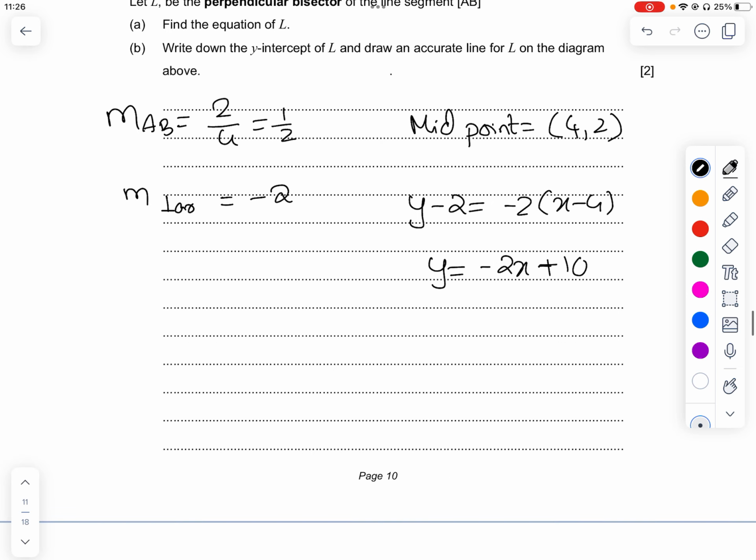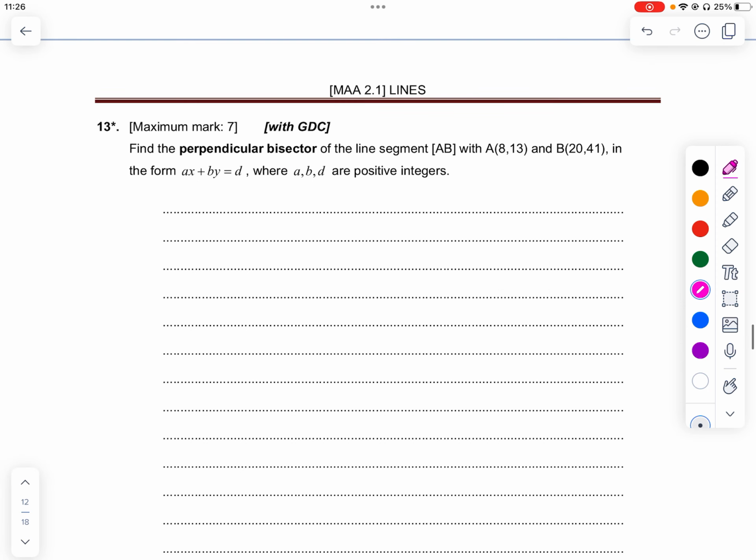Write on the y-intercept. Y-intercept means nothing but what? X equals 0. So what do I get out? Y equals 10.